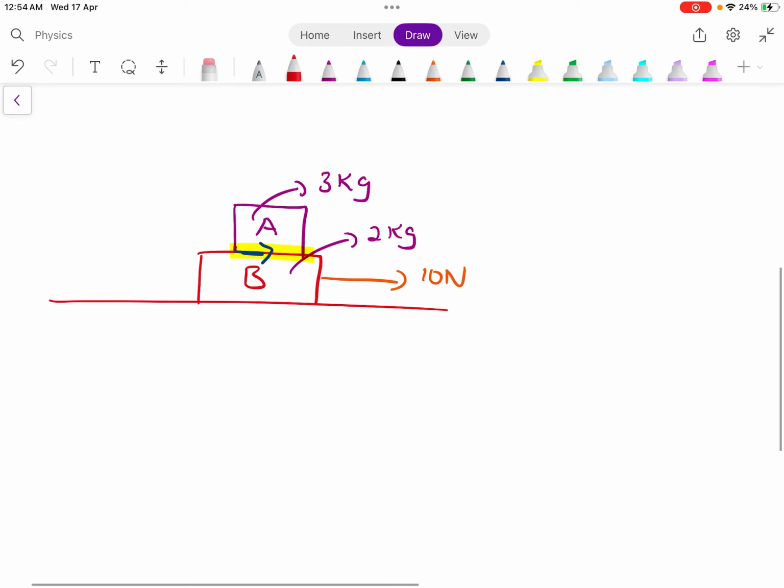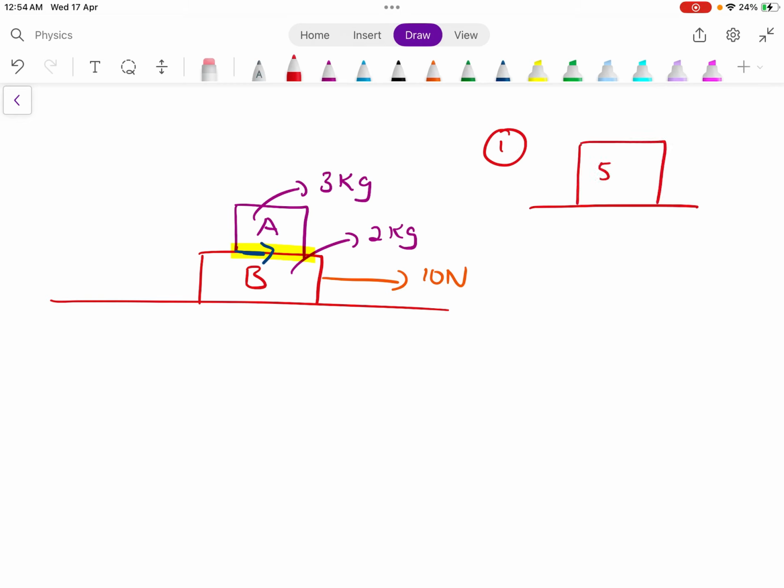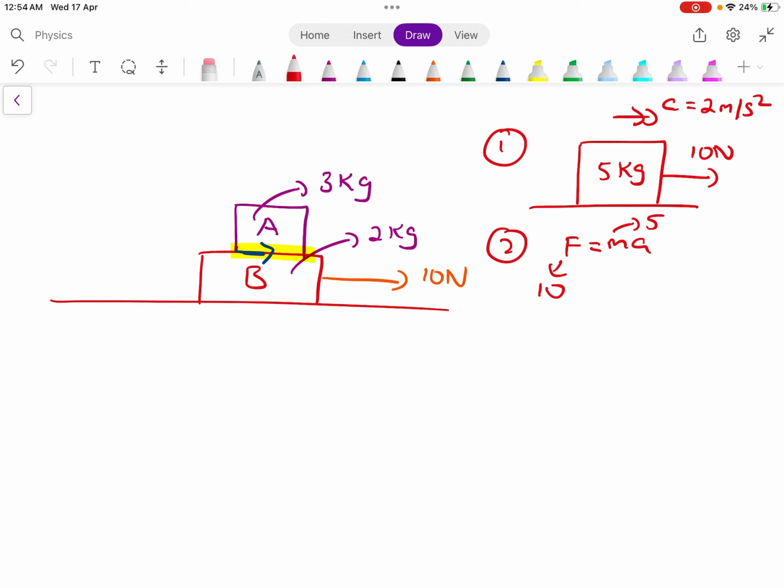Now, remember the few steps to do the two-body problem. First step, combine them together, so you will get a total of 5 kg, and of course the force is 10 Newton. Second step, F equals ma. So this will be your 10 Newton, this will be a total mass of 5, and the acceleration is 2 meters per second squared. So this is the second step.